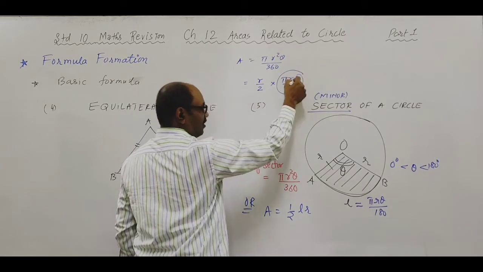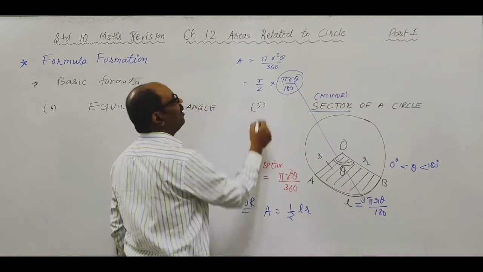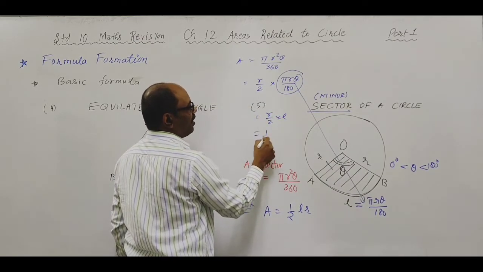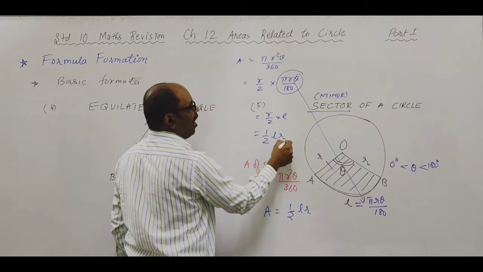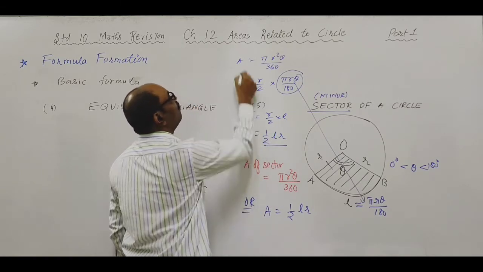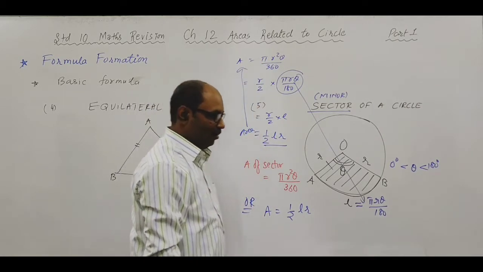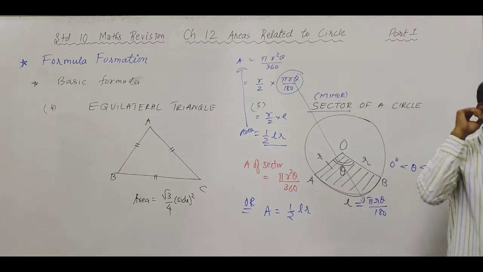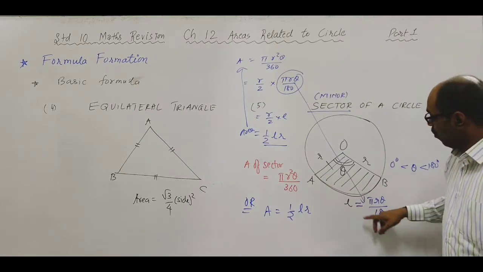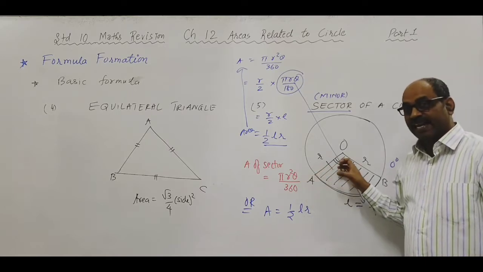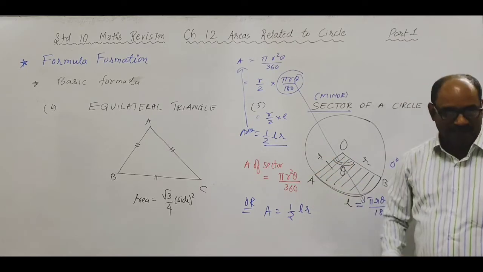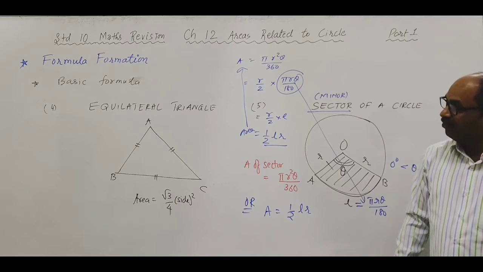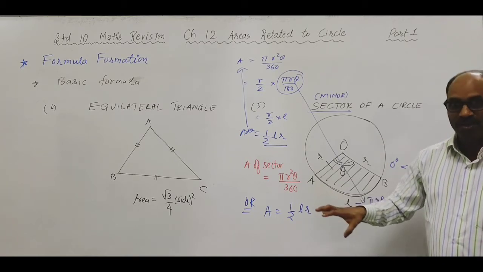Now what is this? Length. So r by 2 into L, you can write half L into r. That is area. Same formula. उसी में से तो आया. But you should know the length of the arc, minor arc, is pi r theta upon 180, whereas area of sector is pi r square theta upon 360. Is that clear? Alright. Now we'll see formula formation.